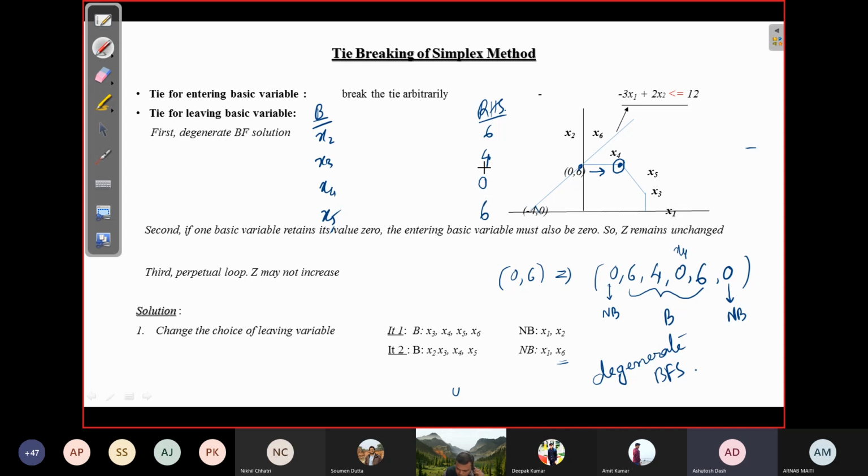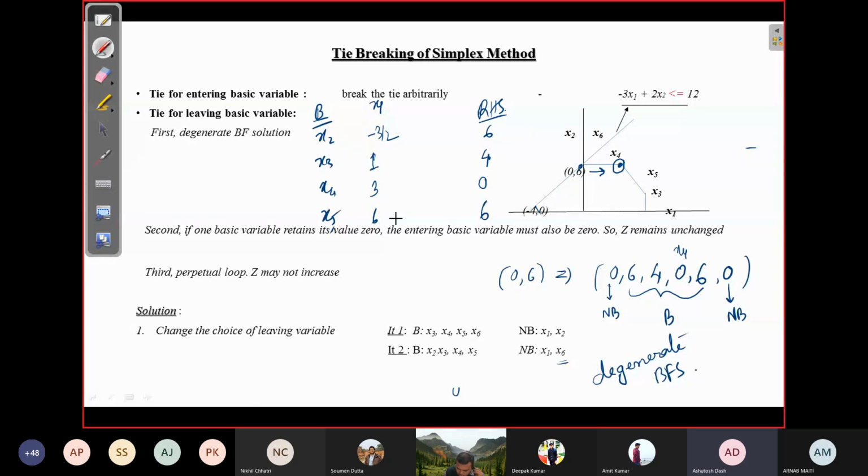And what is the column of this entering variable x1? Minus 21 by 2, I think. Not z, from x2 onward. For x2 it was minus 3 by 2. Then for x3 it was 1. For x4 it was 3. For x5 it was 6.